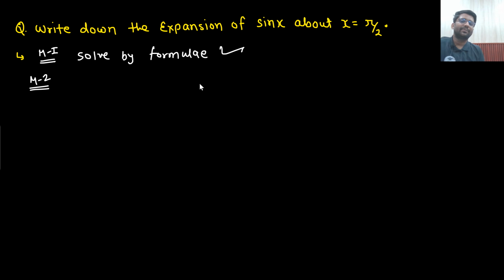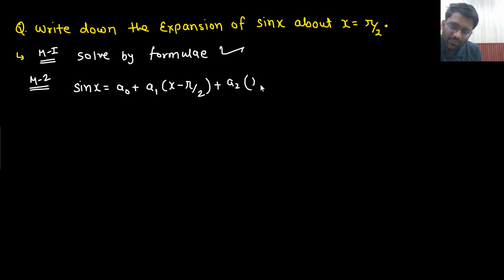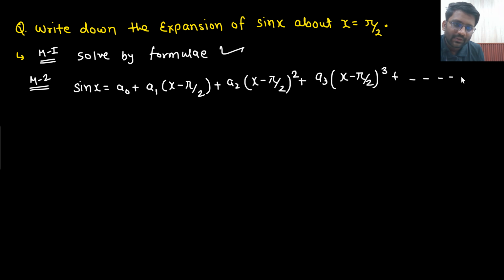So you need to find out the expansion of sin x. That means you need to express sin x in this manner: A1 (x minus pi by 2) plus A2 (x minus pi by 2) whole square plus A3 (x minus pi by 2) whole cube, and so on. This is something you need to do. Will you write down the expansion of sin x, or will you write down the expansion of cos x first? Here, how will I start?